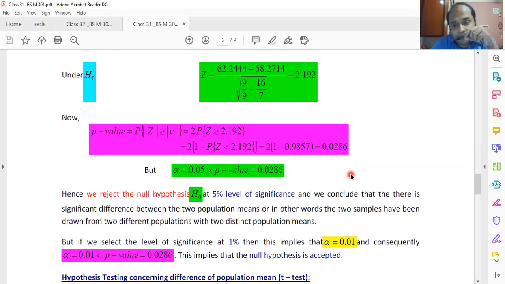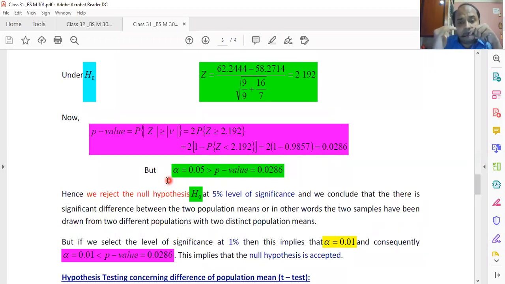So if my p-value is coming up to be 0.0286, and I set my significance level at 0.05, then obviously 0.05 is greater than 0.0286. And according to the definition of p-value, since the p-value is the lowest significance level at which the null hypothesis is rejected, the hypothesis will be rejected at any level greater than this p-value. So the hypothesis on the basis of which the z has been calculated over here will be rejected.